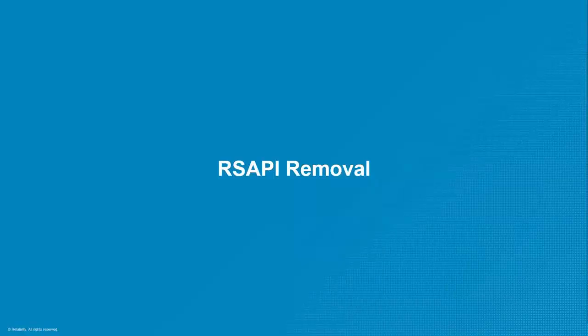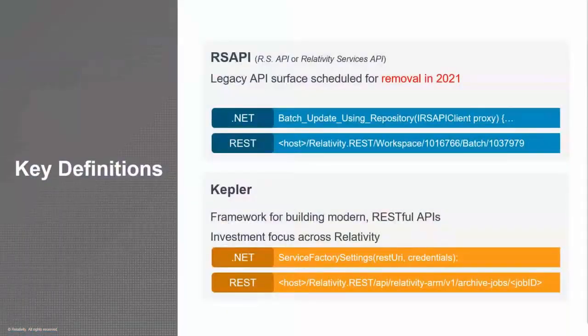And finally, I'd like to discuss a change to Relativity's API. Before we jump in, I just want to go through some key definitions. We have two different sets of APIs that can look very similar on the surface, so I just want to make sure we are very clear. RS API can take many different names. Our entire legacy API surface is scheduled for removal. Kepler is a big focus. If anyone is wondering if an endpoint is Kepler or RS API, the Relativity documentation site has been updated so that all RS API pages have a banner, and that's going to make it clear which is which.